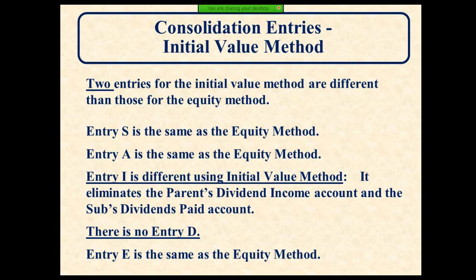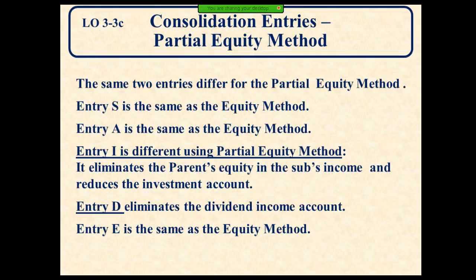With the D entry under equity, we eliminate the intra-entity dividends by the subsidiary. But under this initial value method, there's not going to be an entry for D. And the E entry is going to be the same as the equity method. It's great if you look at page 108, it really helps you see what entries are similar and what entries are changed based on the methods. Again, remember, internal reporting only.